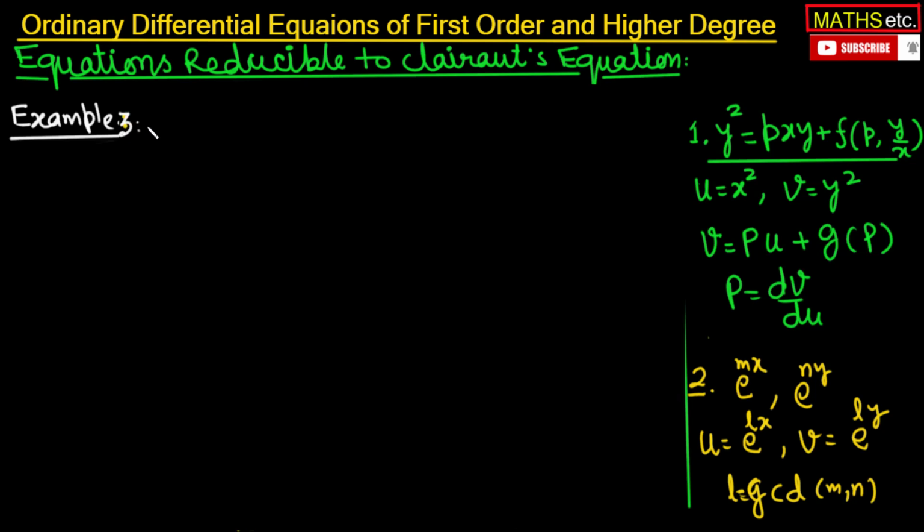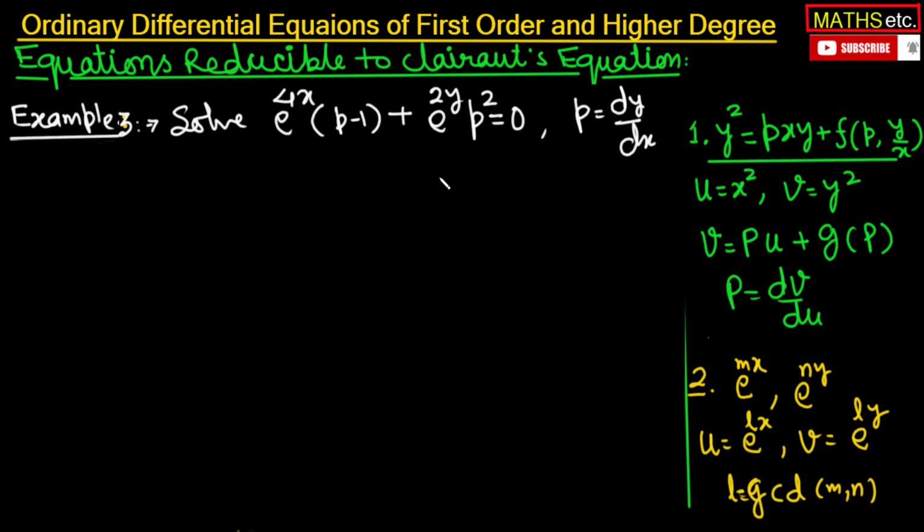This is our example number 3, and this example involves exponential functions. So we have to solve this equation: e raised to the power 4x times p minus 1, plus e raised to the power 2y times p square, is equal to 0.